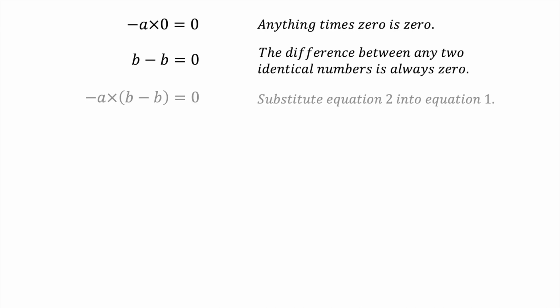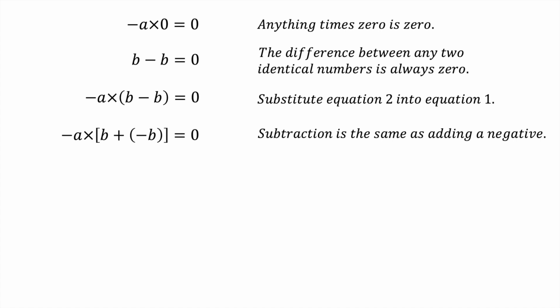We are now going to substitute equation 2 into equation 1. This gives us negative A times B minus B equals 0. Now, since subtraction is the same as adding a negative, the equation can be rewritten as negative A times B plus negative B equals 0.